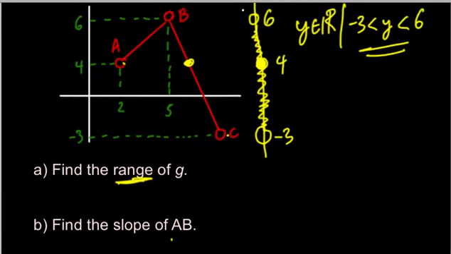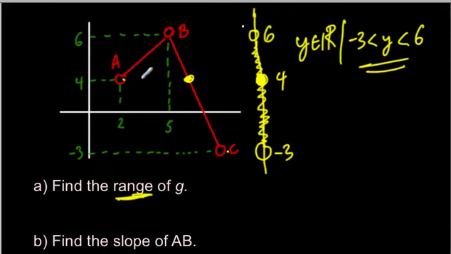Find the slope of AB, okay? So in order to find that slope, the way we do it is, remember, it's rise over run, right? So this is the rise, it's the change in y, and this is the run, okay? So the change in y is 6 minus 4. What's 6 minus 4? It's 2.